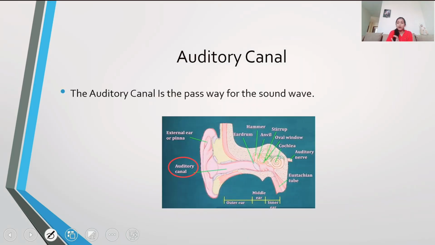So this is the auditory canal. Now when the sound waves pass from this ear, they will go through a canal, and this canal is known as the auditory canal. So the auditory canal is a passageway of the sound wave when it comes from the pinna or the external ear. It will go into the auditory canal. Yes, it's a passageway for the sound wave. Okay, understood? Let's move on.